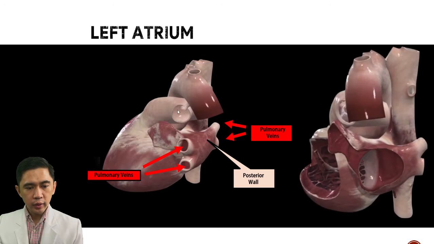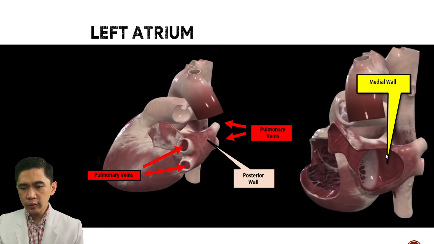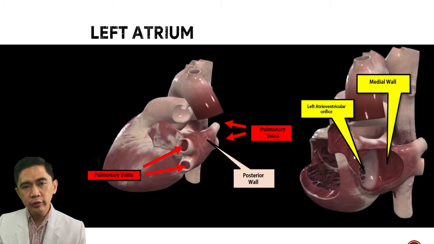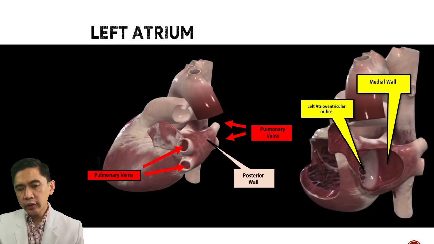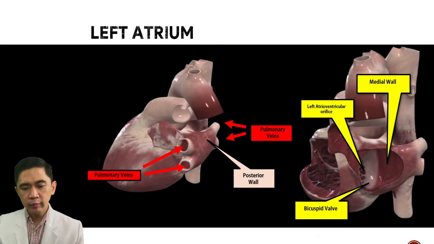And if we cut the left atrium up, you will see the medial wall, and this is the orifice, the opening, and it is called the left atrioventricular orifice. The left atrioventricular orifice has the bicuspid valve or the mitral valve.